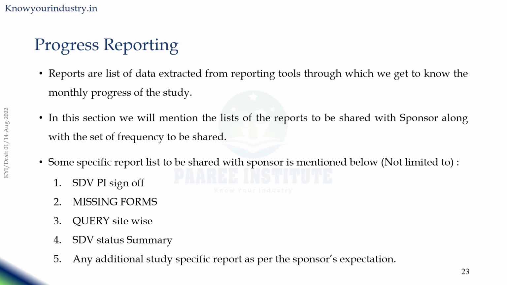Progress reporting. Reports are nothing but the list of extracts that come from the system. Those include general reports: STV and PI sign-off status, missing forms, query site-wise information, STV status summary, and individual CRF reporting. Other than that, there could also be some sponsor expectations. Those would be added to the progress reporting, and the progress reporting will have its set of frequencies also, at which particular date or frequency it needs to be shared with the sponsor or other stakeholders, to be mentioned clearly in the documents.